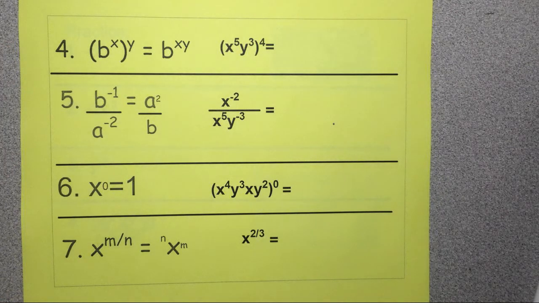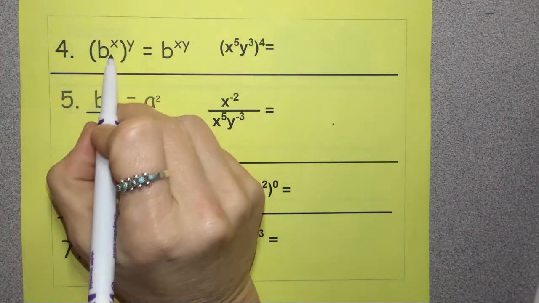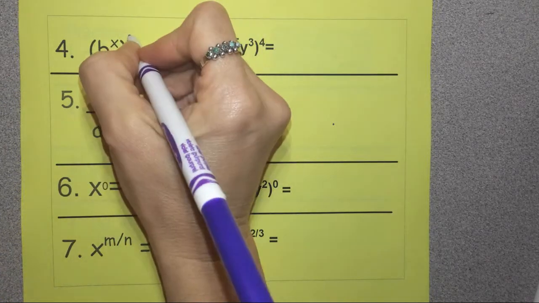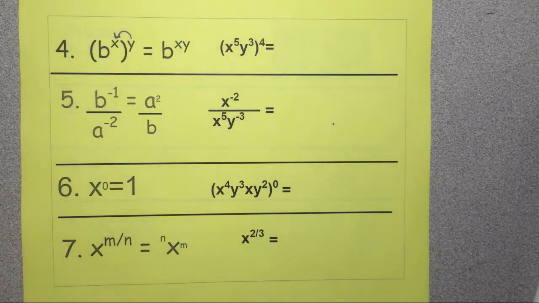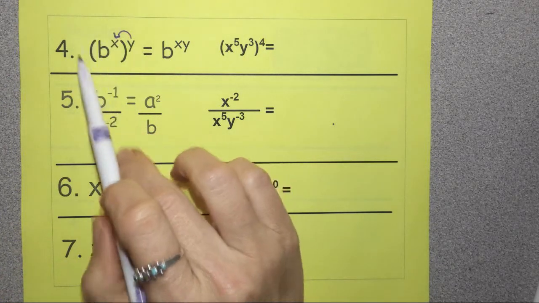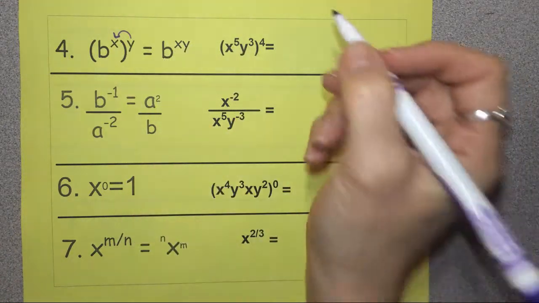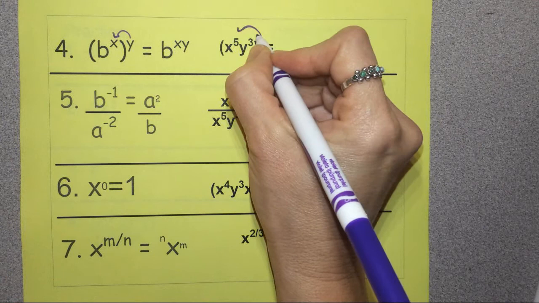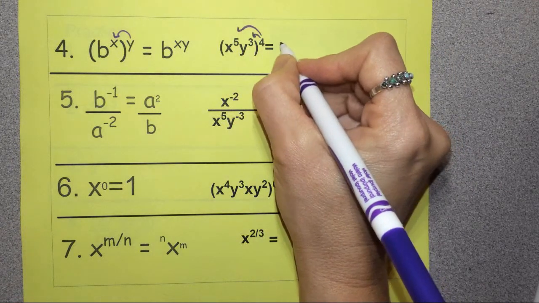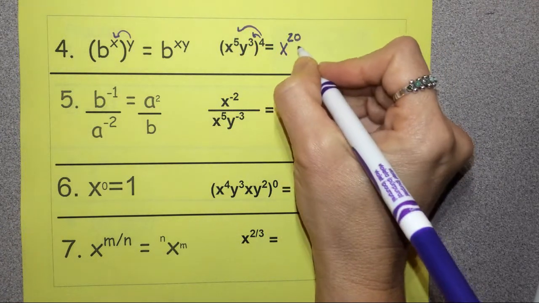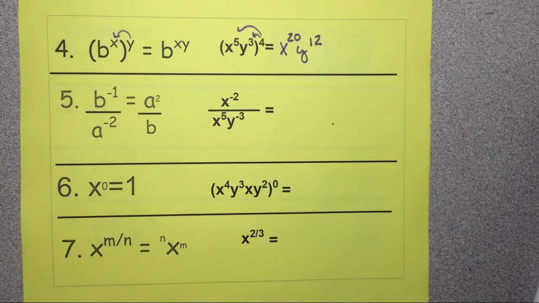The next rule that we reviewed is that when you do have another exponent inside, you are going to multiply those two exponents. So b to the x quantity raised to the y is going to be b to the x times y. So it's pretty much like the one we just went over. So this is going to give me x to the 20th and y to the 12th.